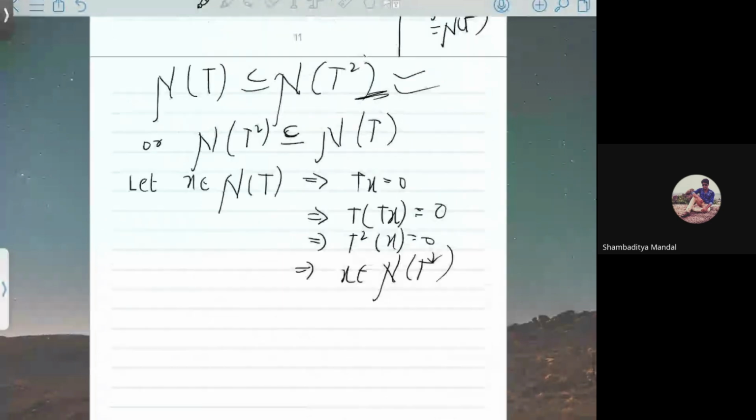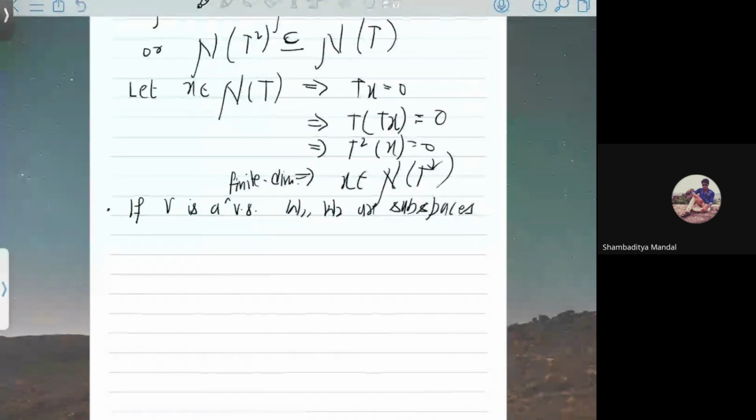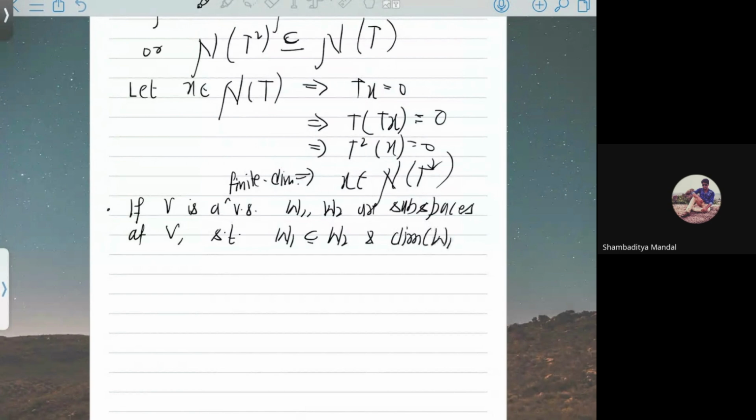Okay, let me write it carefully. If V is a finite dimensional vector space, and W1, W2 are subspaces of V such that W1 is contained inside W2 and dimension of W1 is equal to dimension of W2, then they both are in fact equal. Has somebody seen it earlier?